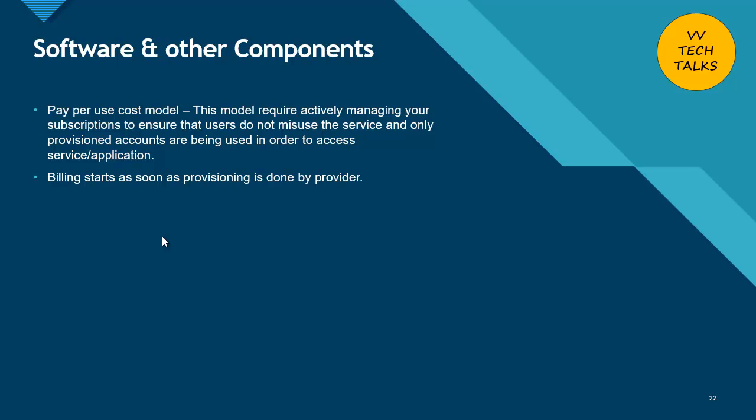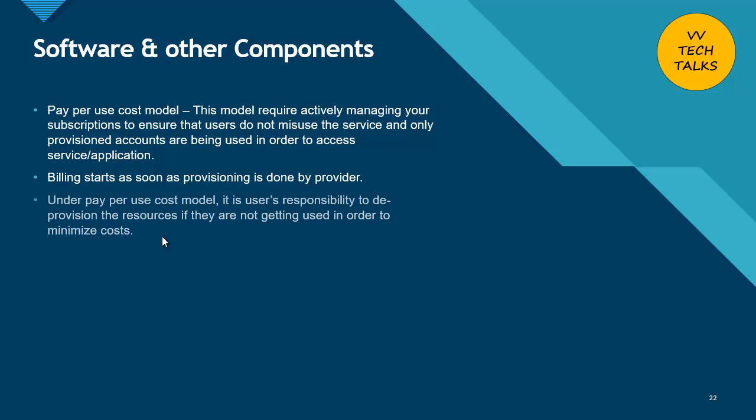And basically, if we are using a public cloud service provider, our billing starts as soon as the resource is provisioned, or some machine is provisioned to us by the provider. And in this model, it's the user's responsibility to deprovision the resources if they are not getting used in order to minimize the cost. Otherwise, billing will be constant even if the resources are running idle.